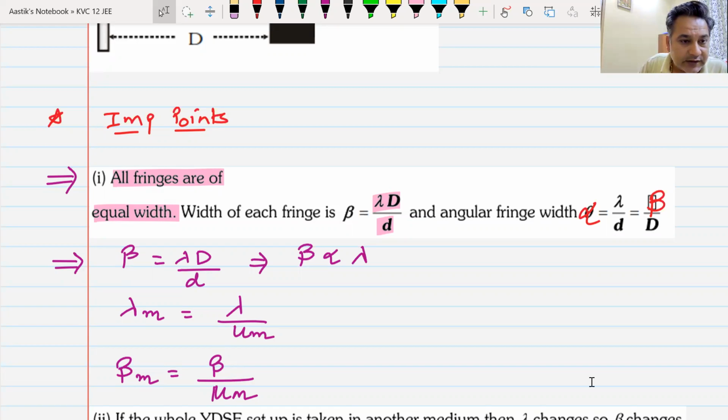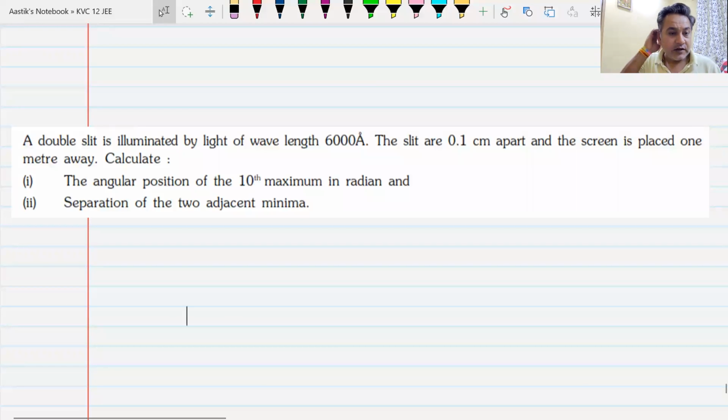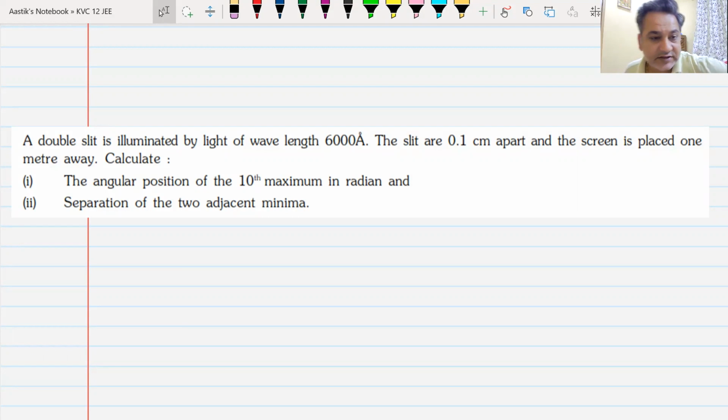Okay, let me give you this one because it has something that we have done. So this is the next question and it comes on your screen now. A double slit, that means a Young's double slit, is illuminated by light of wavelength 6000 Armstrong unit. The slits are 0.1 centimeter apart and the screen is placed at 1 meter away. This is normally how the questions are. The slits are only 1 or 2 or 0.1 or 0.2 centimeters or millimeter apart. The distance of the screen is normally 1 meter, so that the calculations are simpler.